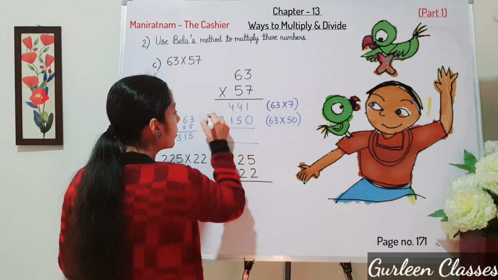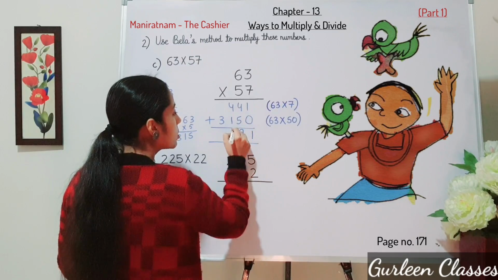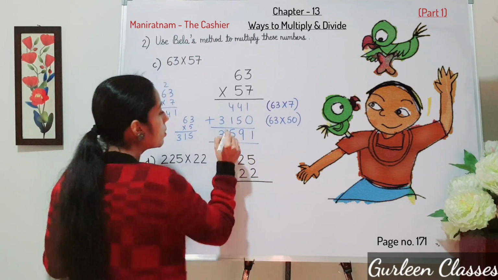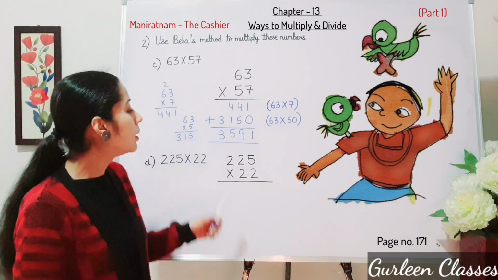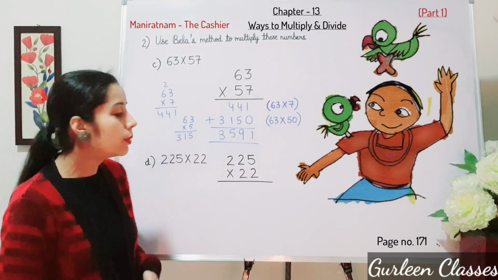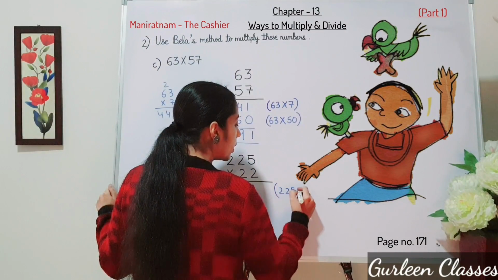Now add 1 plus 0, 1. 4 plus 5, 9. 4 plus 1, 5 and 3. So the answer is 3591. Now D part, 225 into 22. So first we will break 225 into 2.